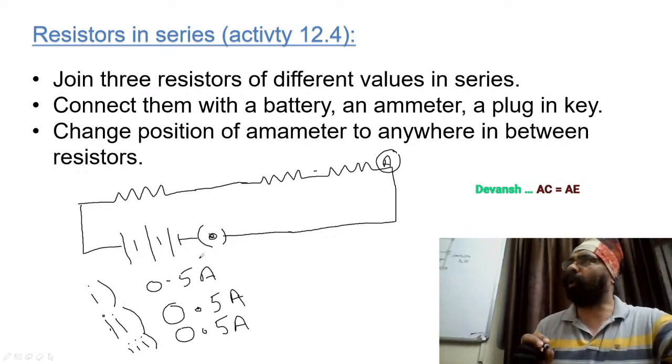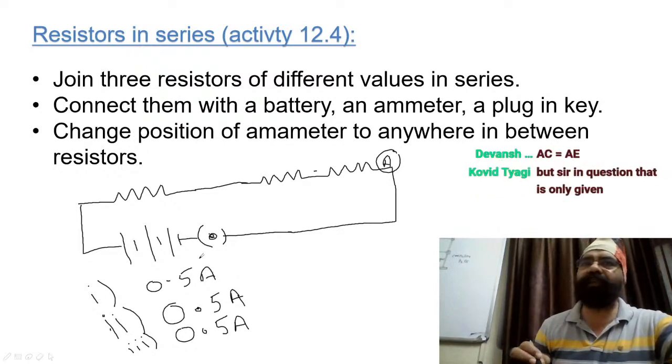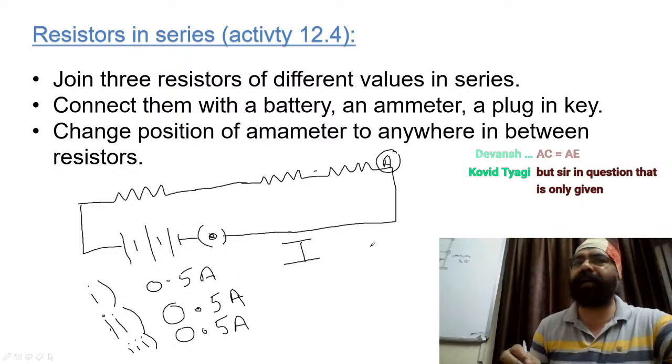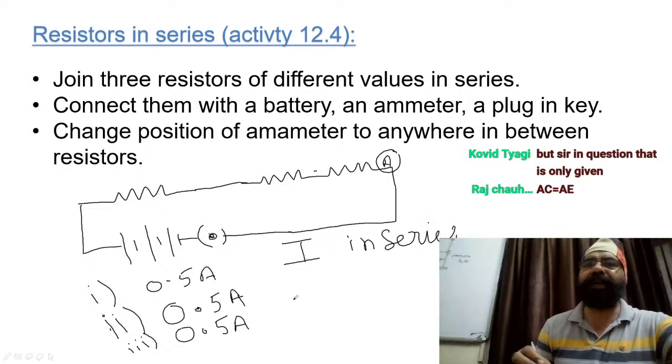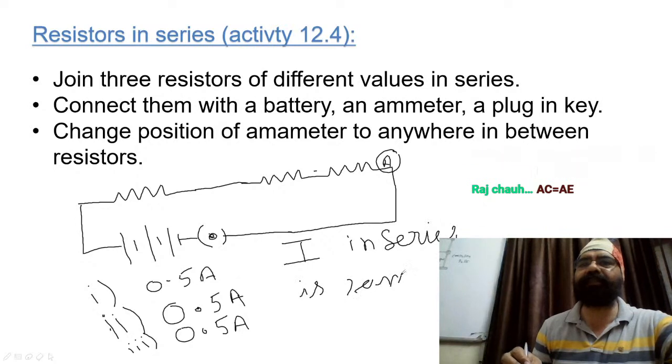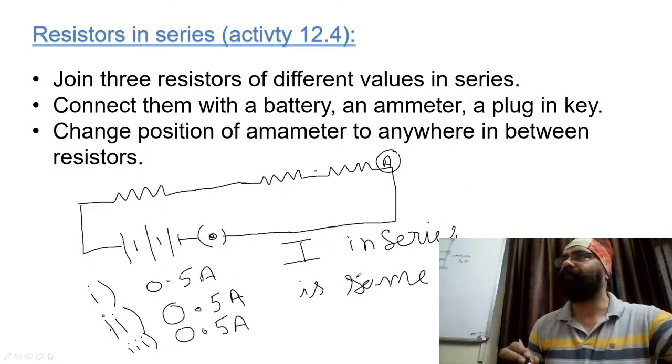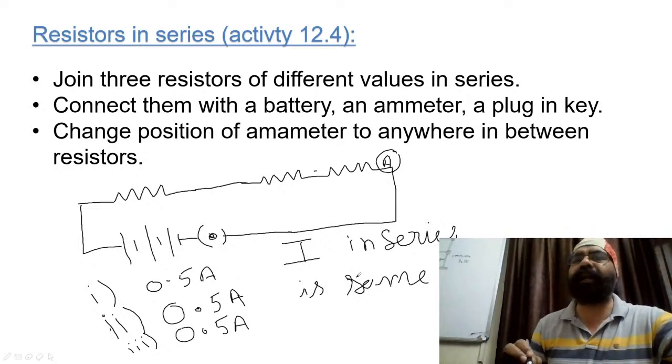Okay, so from this activity, we have learned that the current I flowing in a circuit in series is the same. It is the same for the entire circuit. Whatever current is flowing in the circuit, that same amount of current is flowing through every resistor. I hope all of you have understood.